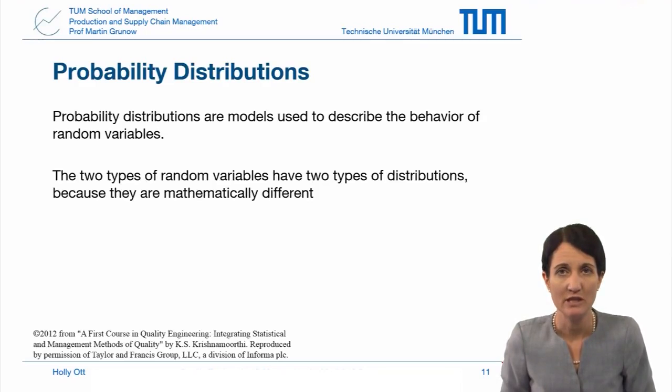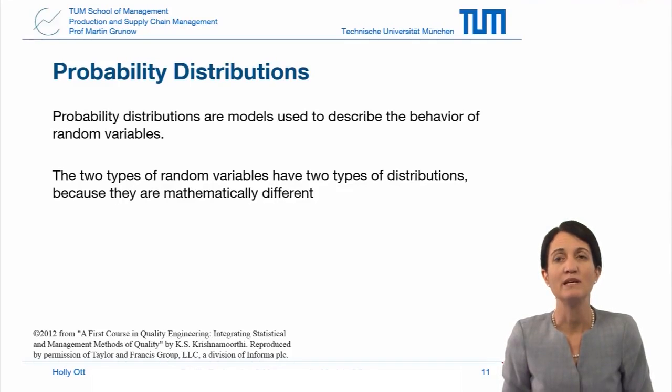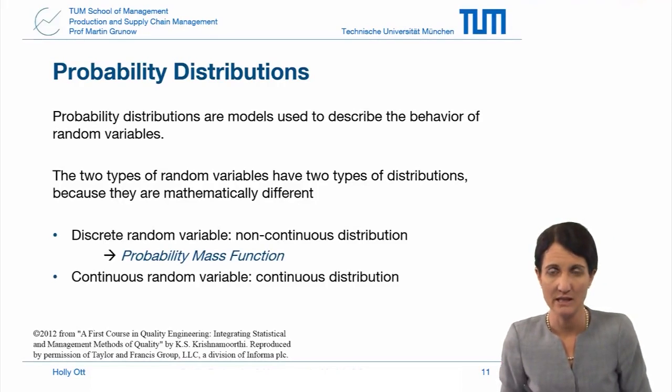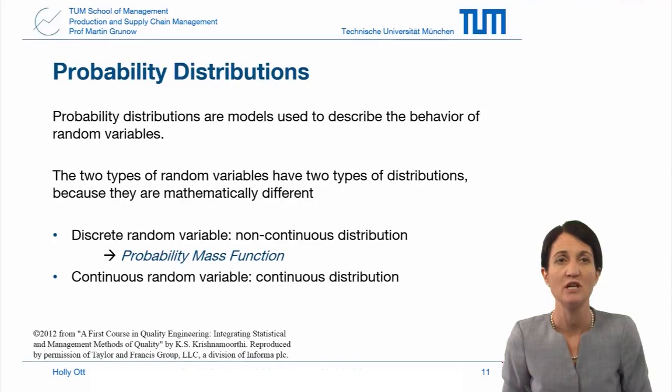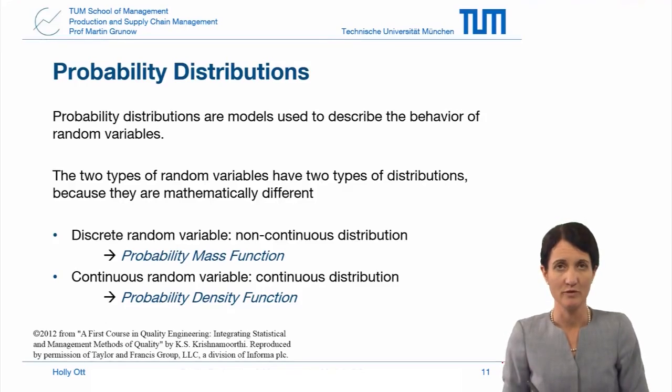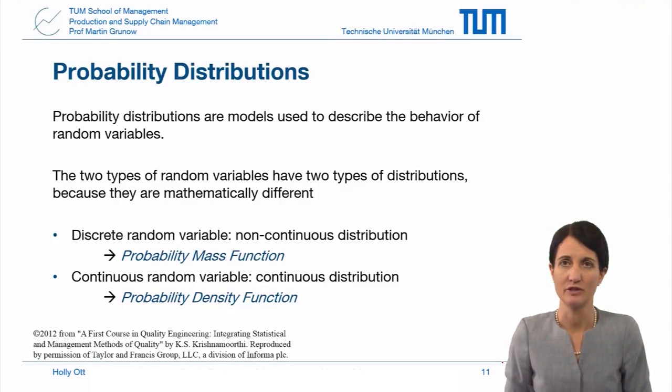Now, because the two types of random variables mentioned above are mathematically different, one being continuous and the other being discrete, we need to have two different types of models. Discrete random variables need a non-continuous distribution. This is known as a probability mass function. On the other hand, continuous random variables need a continuous distribution known as a probability density function. First, we will look at the probability distribution of a discrete random variable, the probability mass function.